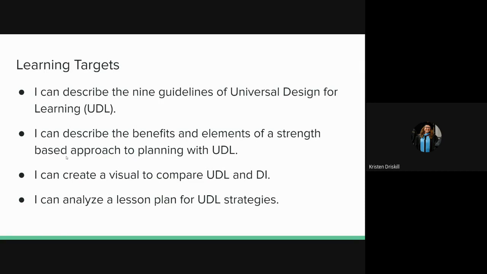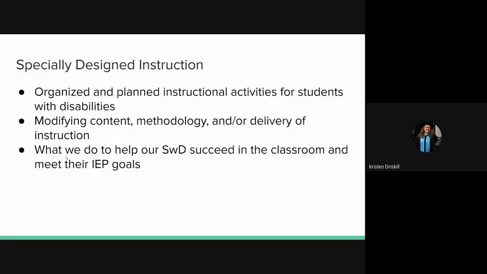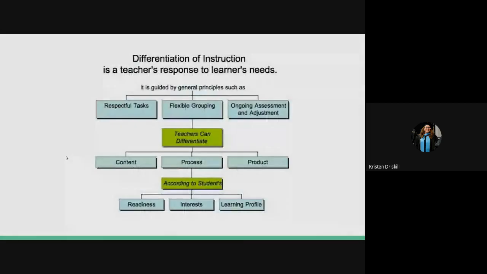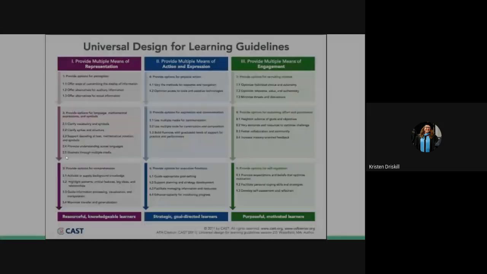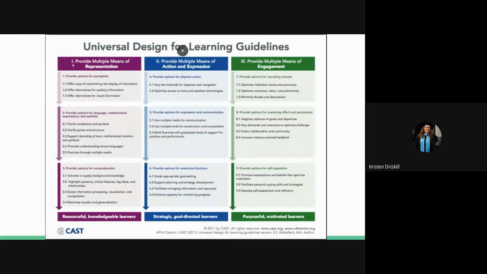All right, so let's revisit the learning targets. Hopefully you feel like you can describe the 9 guidelines of universal design for learning. So it's the three... multiple means of representation. Oh my gosh, I'm blanking. Isn't that terrible? I talk about too many things. When I say 9, people are like, what? It's the multiple means of representation, multiple means of action and expression, and multiple means of engagement.